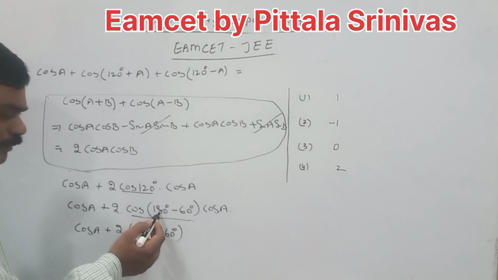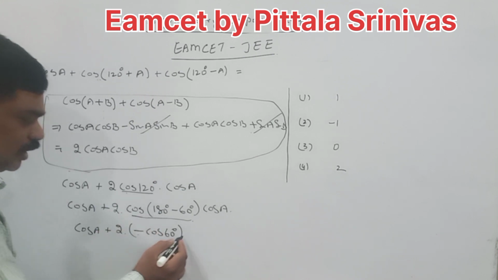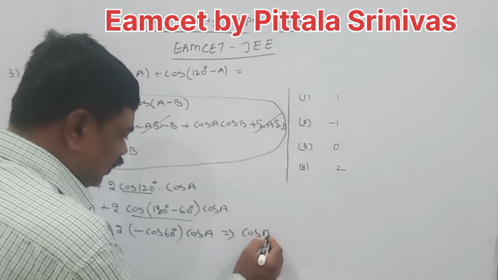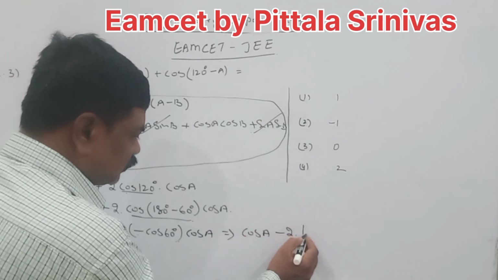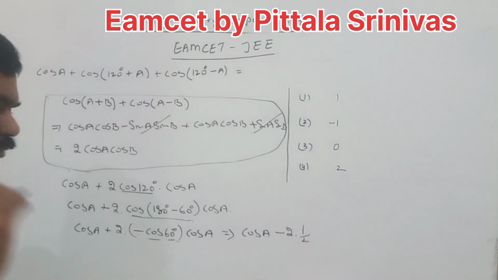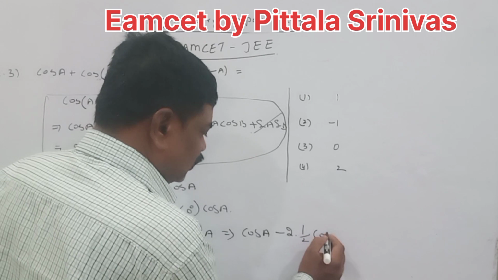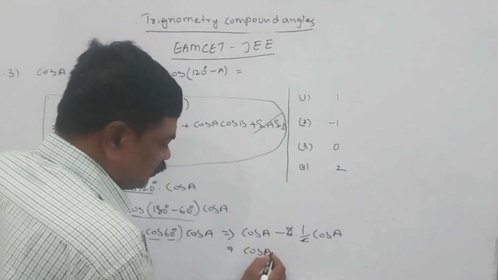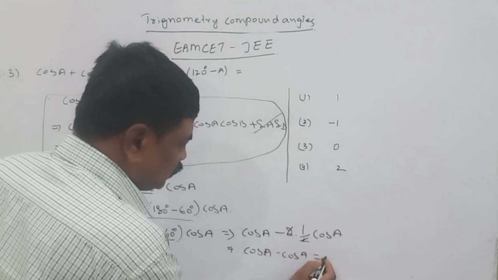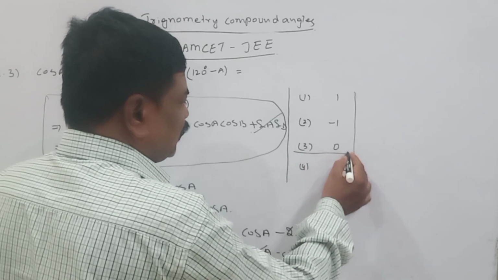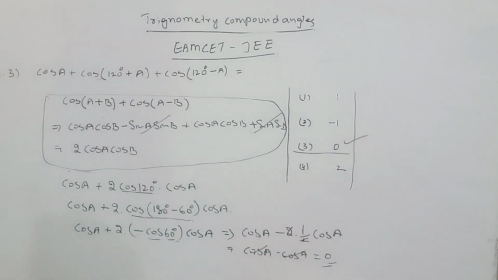This is the supplementary angle. Cos becomes cos. So this is cos A minus 2 into 1 by 2 into cos A, as cos 60 degrees value is 1 by 2. So 2 cancel. Then we have cos A minus cos A is equal to 0. So option 3 is the answer. Okay, all of you. That's all.